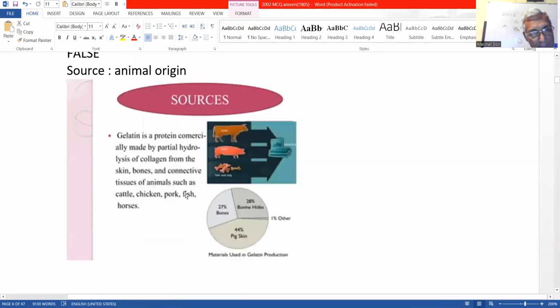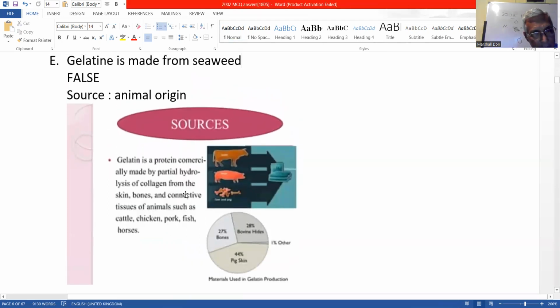And go to gelatin, the second part, E, the last one. Gelatin is made from seaweed. Gelatin is not made from seaweed. It is of animal origin. It is manufactured from animal bones mainly, and animal skin. So it is totally an animal product. It is collagen, partially hydrolyzed collagen.